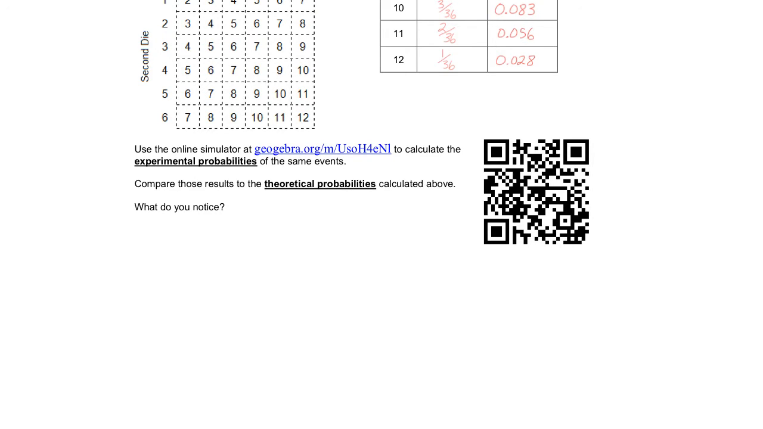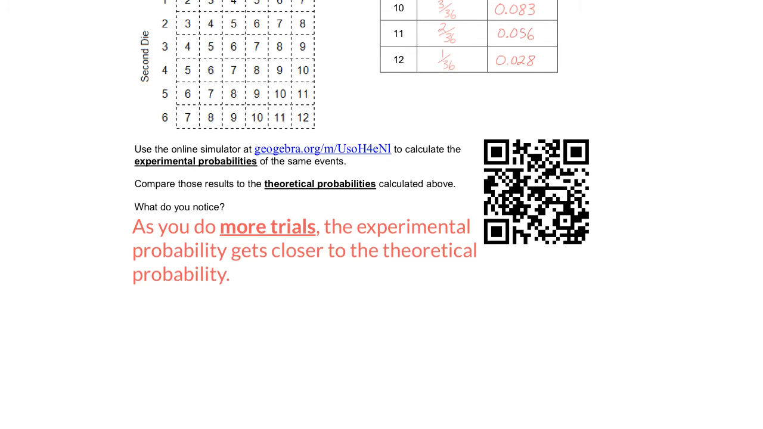So if you do that, hopefully you'll notice that as you do more trials, the experimental probability gets closer to the theoretical probability. The takeaway message here is that experimental probability, so probability calculated based on an experiment or trials of a simulation, can change depending on how many trials you do. So the more trials you do, the more accurate your experimental probability will become. It approaches what the theoretical probability is.